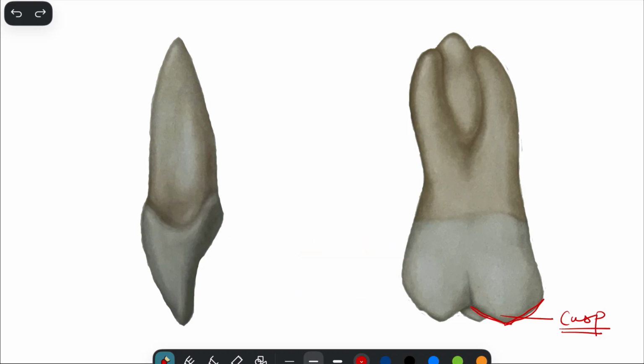Then we have tubercle. A tubercle is a small rounded projection produced by extra enamel formation. It is smaller than a cusp. Example: like the cusp of Carabelli that you will see on the maxillary first molar on the lingual surface. So this small elevation that you are able to see here is the tubercle.